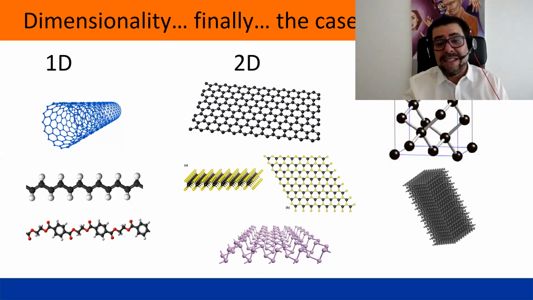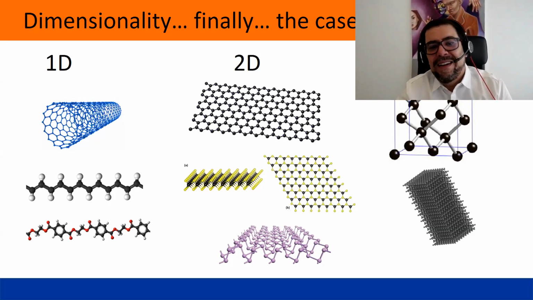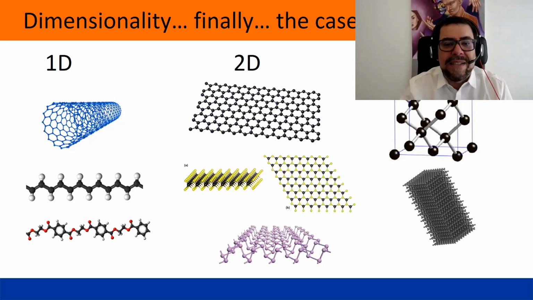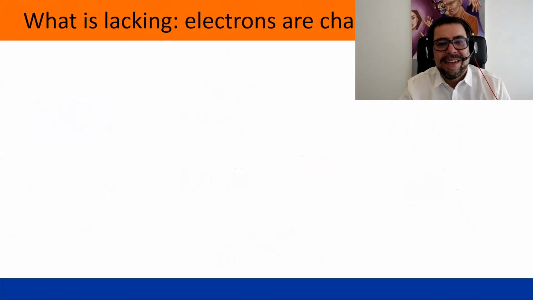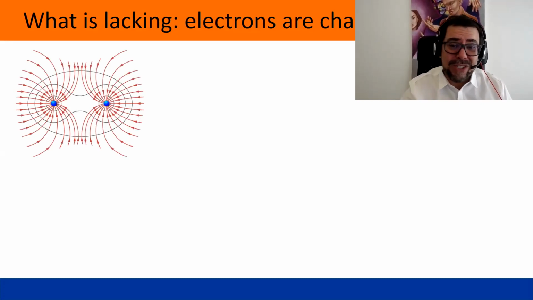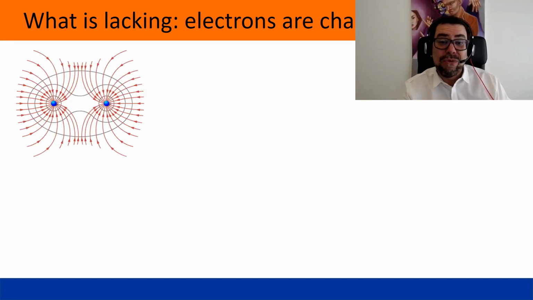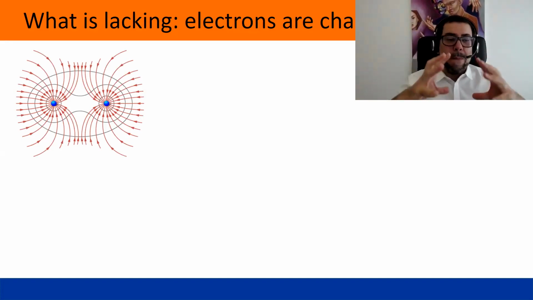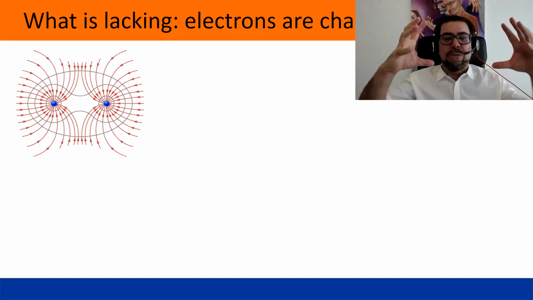That's it. And this is valid for any material I'm showing in this slide here. So what makes the difference? What makes these materials dimensionality different is that electrons have charge. And from basic electrostatics, you know that charges repel each other through an electric field, right? And this electric field propagates in three-dimensional space.